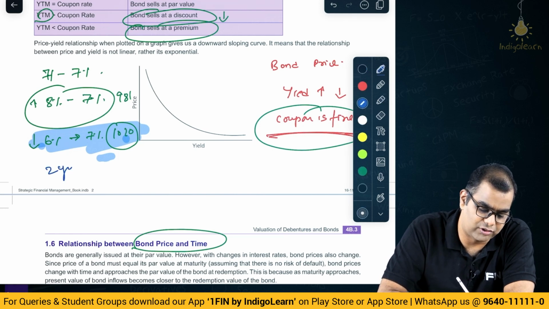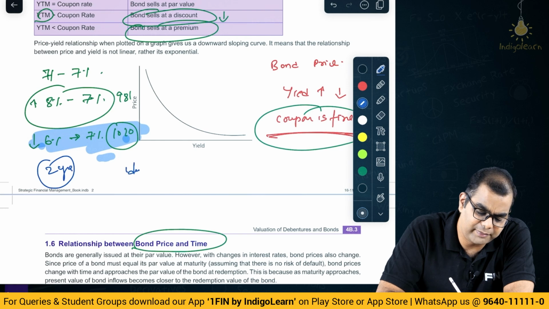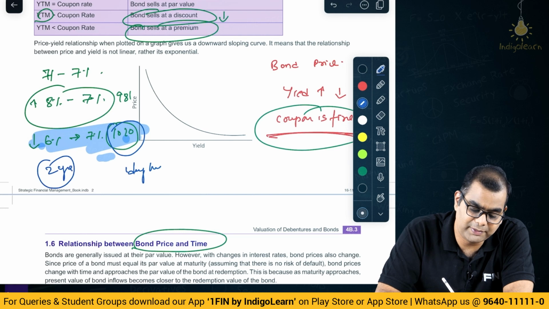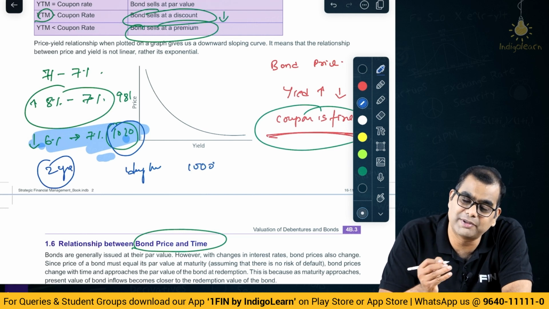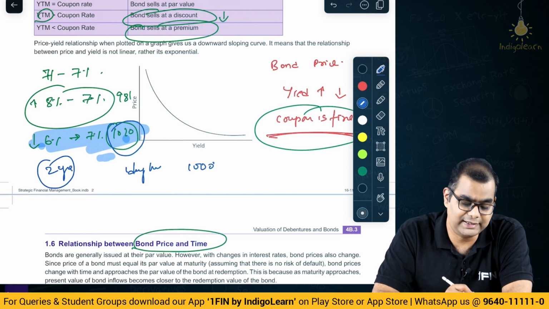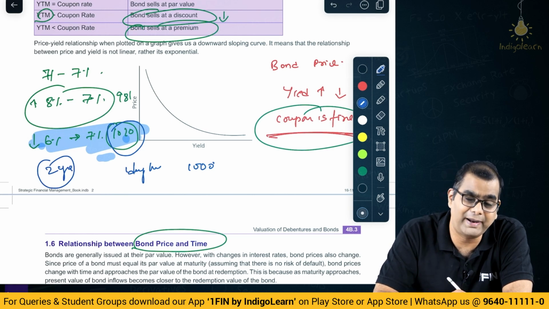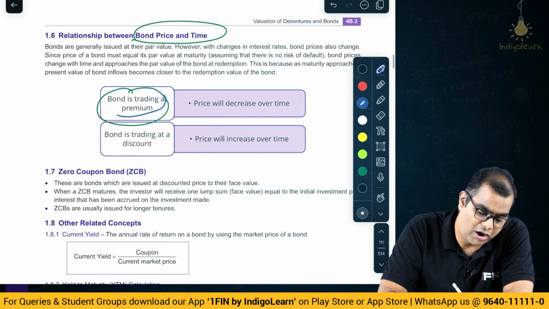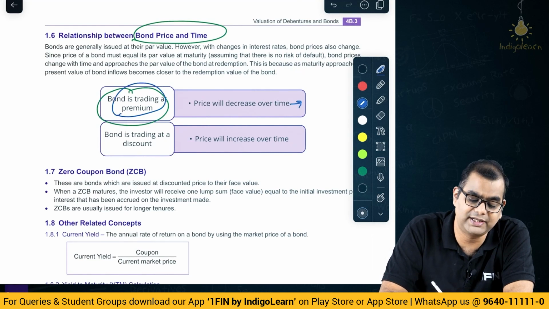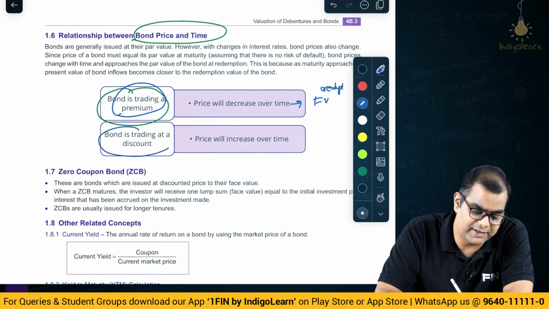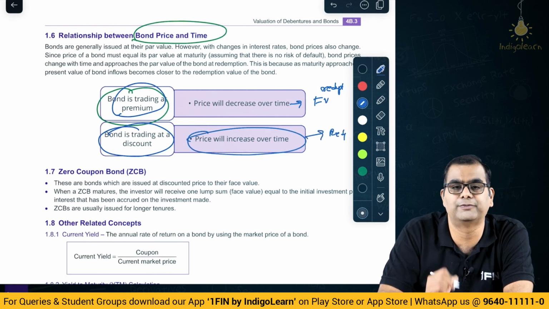this is 2 years before, but just 1 day before maturity, will bond price be 1020? Bond price will be close to 1000. Why? Because 1000 is the money that you are going to get. And this higher or lower interest rate does not have an impact for the last 1 day. It will have an impact when the time is high. So, if bond is trading at a premium, its price will decrease over time to face value or redemption value. I am assuming redemption and face are same, it is a plain vanilla bond. Same logic applies. If bond is trading at a discount, price will increase over time till redemption value.